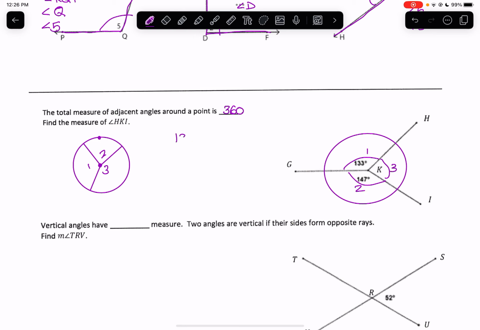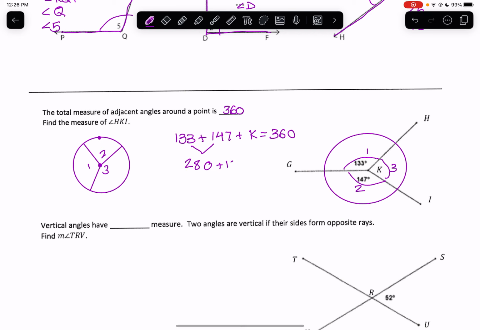So 133 plus 147 plus my missing angle K is equal to 360. I add the two together here. That gives me 0, 180. The 7 goes there. 280.